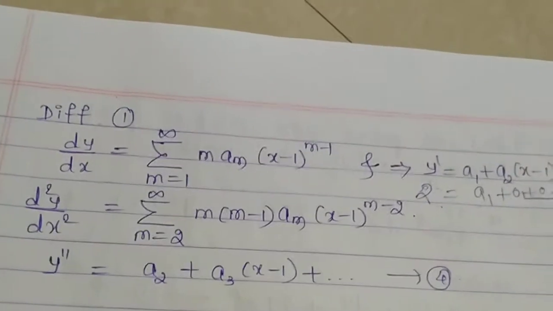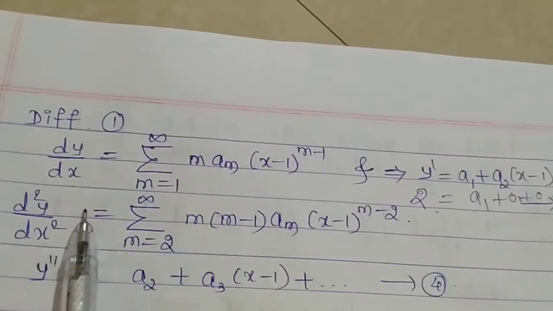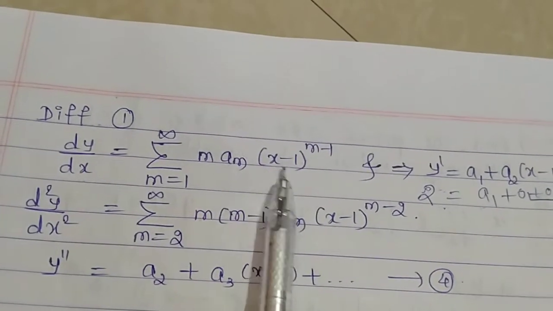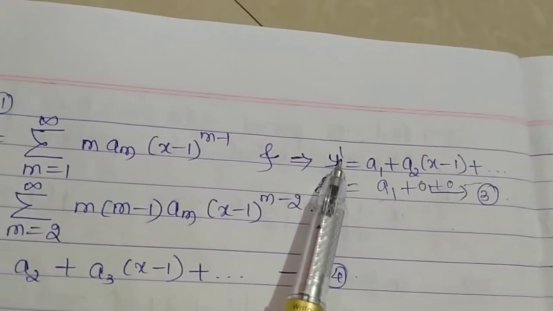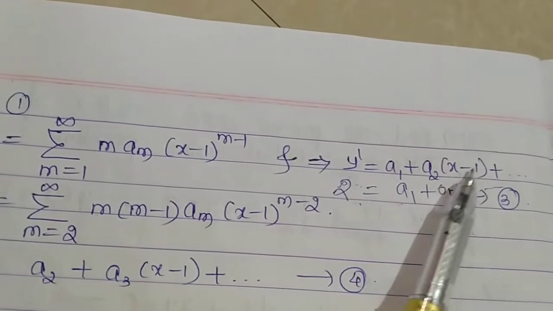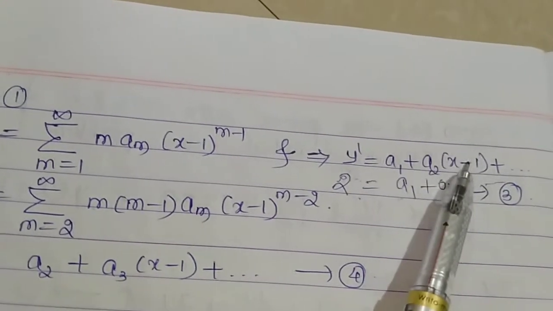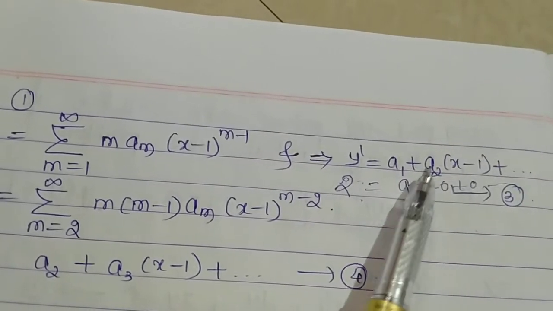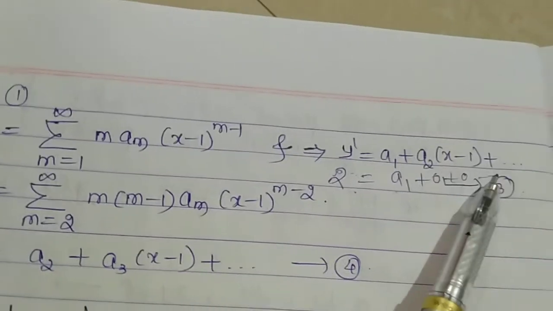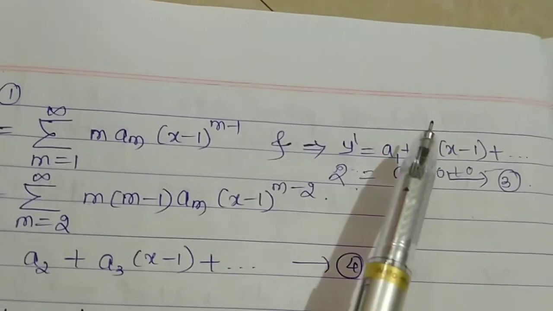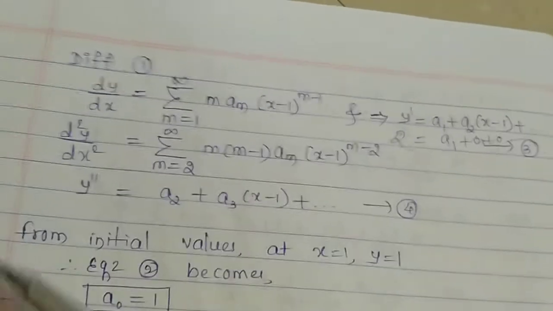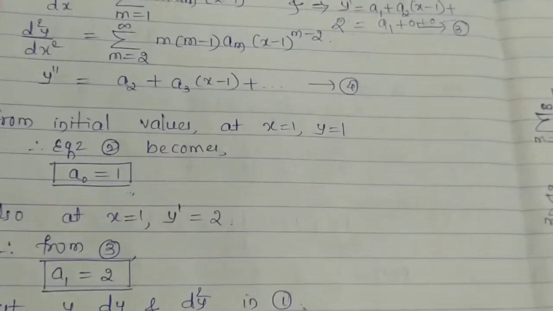So what is my y dash value? Y dash is summation m is equal to 1 to infinity m am (x minus 1) to the power m minus 1. So y dash is equal to 2 at x is equal to 1. That means a2 into (x minus 1), a3 into (x minus 1) and all the higher terms will vanish because 1 minus 1 will be 0, and so on. So I get my a1 is equal to 2.